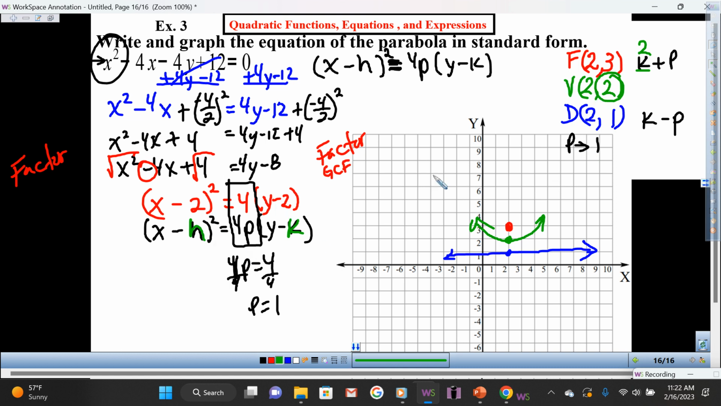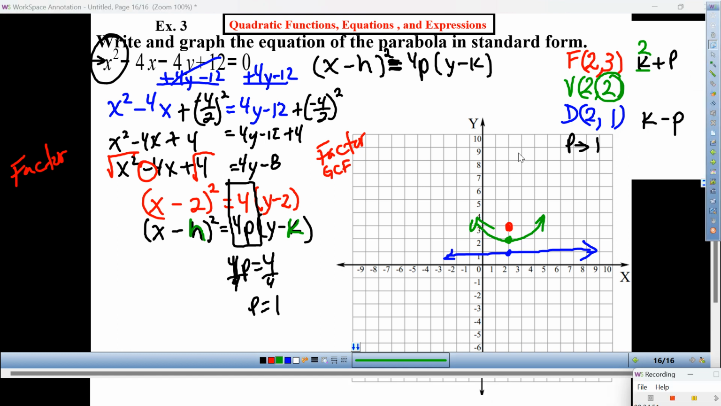From there, we looked at, it was a vertical parabola. That's why all the x's were the same. And then from there, we needed to find p. How do we do that? We matched up the whatever was in front of the parentheses here with 4p, set it into the equation, solve, and that's the distance between the points. K plus p gives us that. K minus p gives us that.